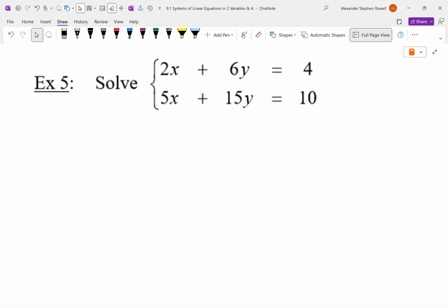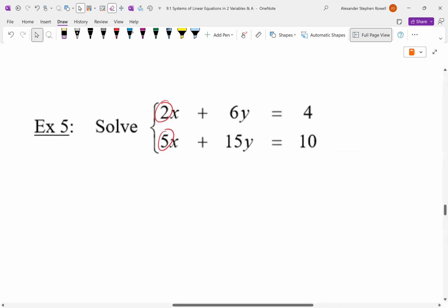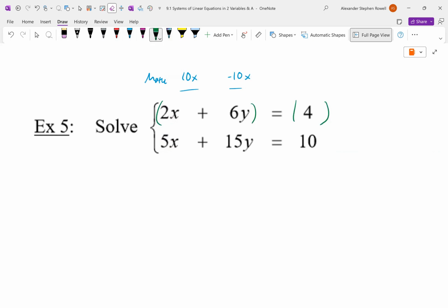Okay, I'd like to work with the smaller numbers. So I'd rather work with the 2 and the 5 rather than the 6 and the 15. I could work with either. So I ask myself, what's the smallest number that 2 and 5 go into evenly? Okay, so I would really like to make a 10x and a negative 10x to cancel. For the first one, I'd like to multiply both sides of the equation by what? 5 or negative 5? Pick your poison.